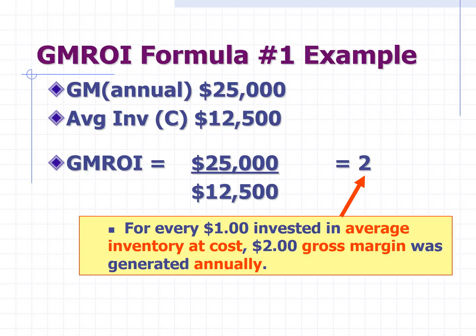So we can interpret GMROI as how many dollars of gross margin is generated for every dollar that we invest in the average inventory at cost, right? And since gross margin was given as an annual figure, this GMROI is for the whole year. So in sum, we interpret GMROI of 2 in this particular example as meaning that for every dollar that we invest in average inventory at cost, $2 of gross margin was generated annually, the whole year.